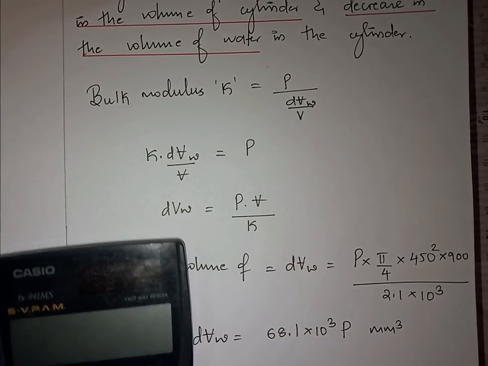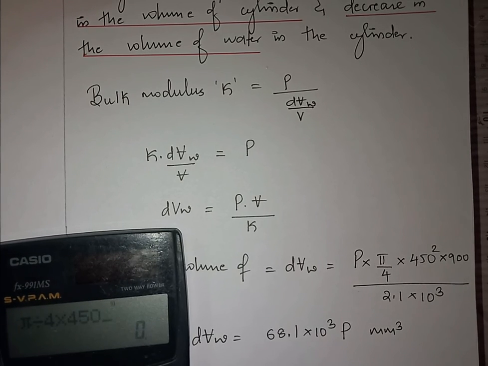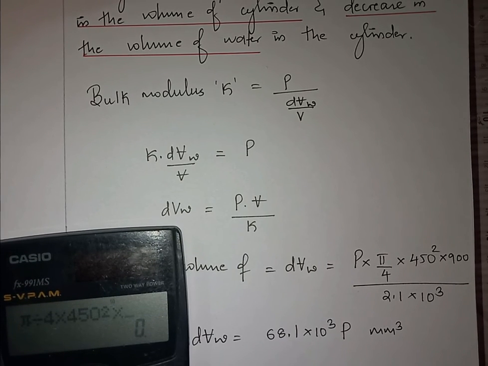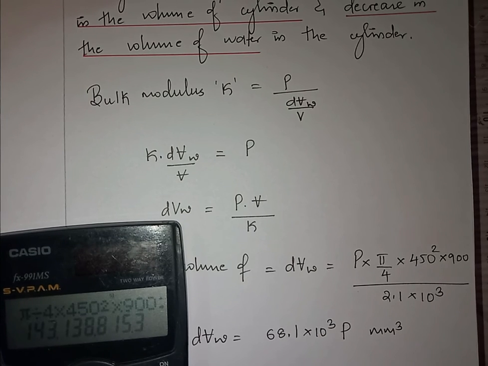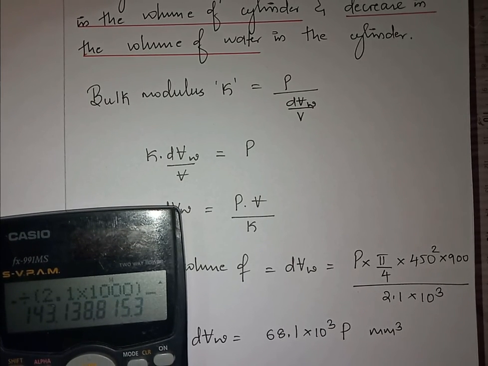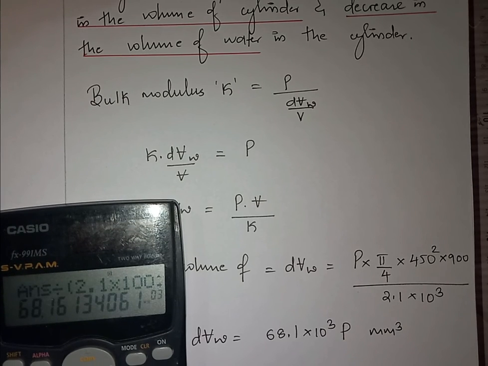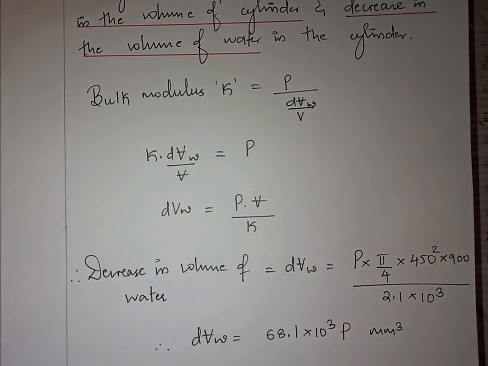If I just confirm it once again, pi divided by 4 into 450 square into 900 divided by 2.1 into 1000, right? So I am correct, it is 68.16 into 10 raised to 3 P.